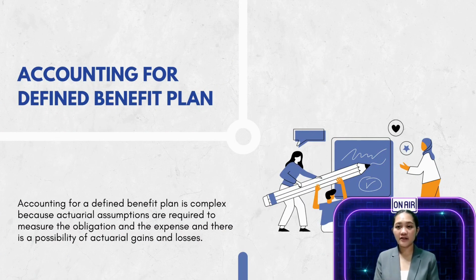Accounting for a defined benefit plan is complex because actuarial assumptions are required to measure the obligation and the expense. Also, there is a possibility of actuarial gains and losses. On the contrary, the obligation of the defined benefit plan is measured on a discounted basis and may be unfunded, fully funded, or partly funded by the contribution of the entity.